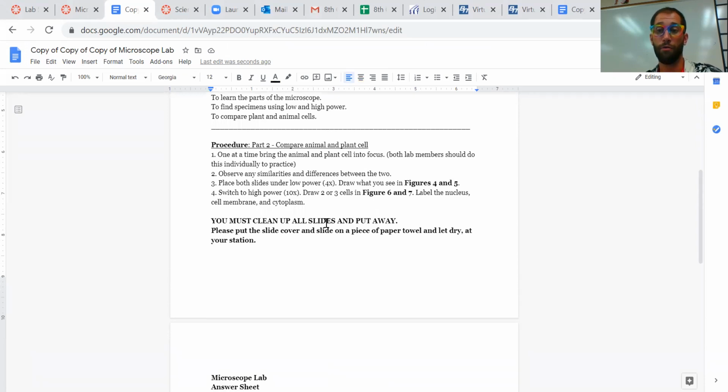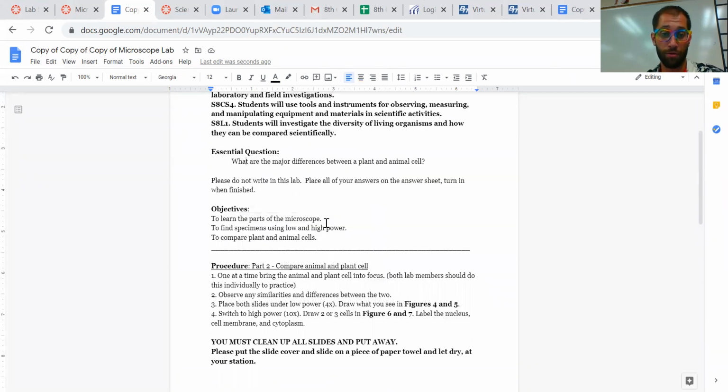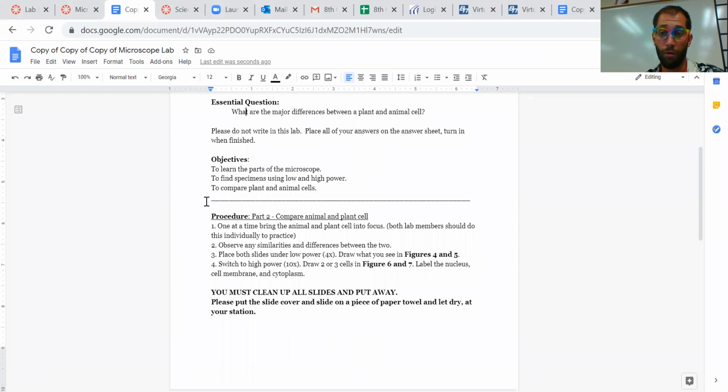So always when we start with a lab, we're going to, of course, read through our steps. We're skipping some of our procedures for this at-home one, simply because I couldn't find a way to really transfer everything over. So really, we're starting with procedure part 2. You guys are going to use our virtual microscope to bring a plant and an animal cell into focus.